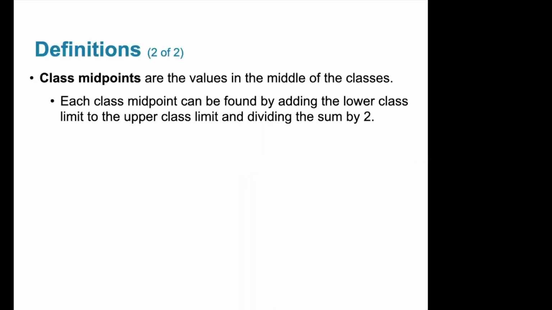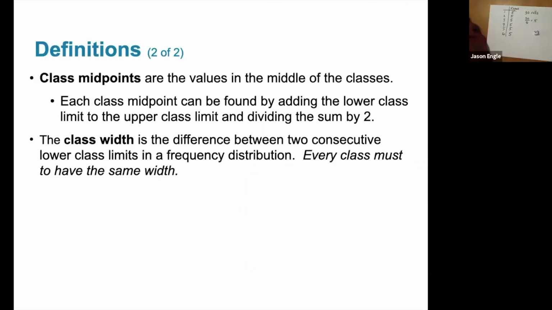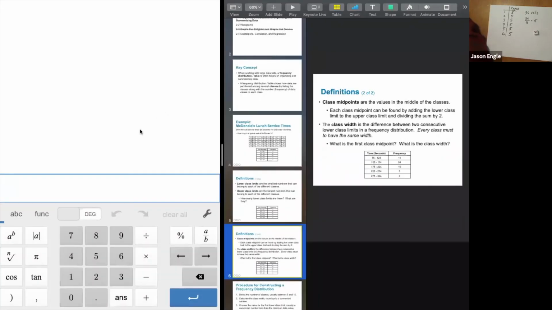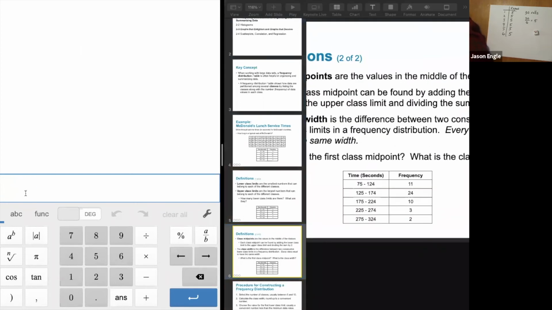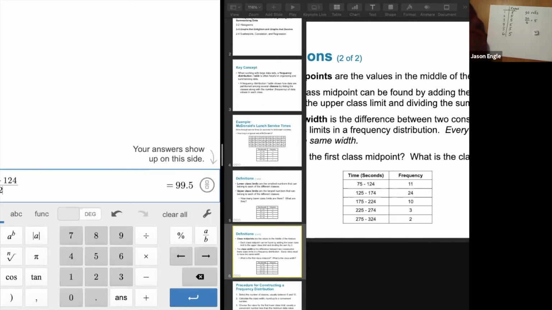You get 99.5. Yeah, you got it. I was just trying to demonstrate it here. I'm just having trouble making the screen so that I can see everything that's going on. But yeah, what do we got here? So the lower class limit is 75, the upper class limit is 124, and the average, or the middle of that class, is 99.5. Is that what you said?